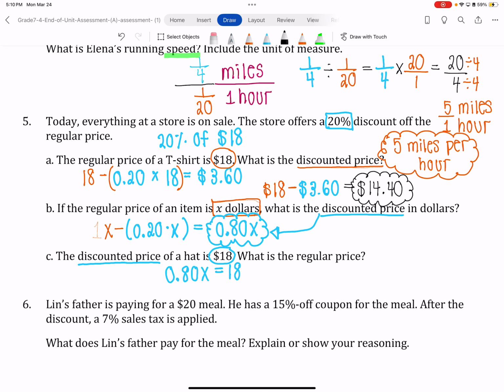So what we're going to do is divide both sides by 0.80, or just 0.8, so that we can cross out what's in front of the x and just solve for x. And so we know x is going to be equal to $22.50.